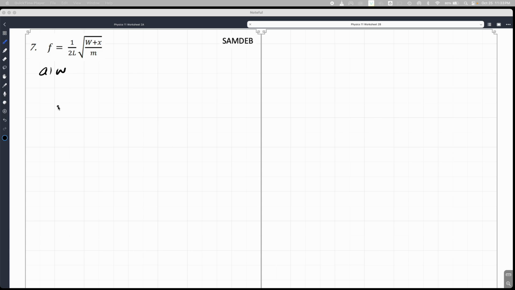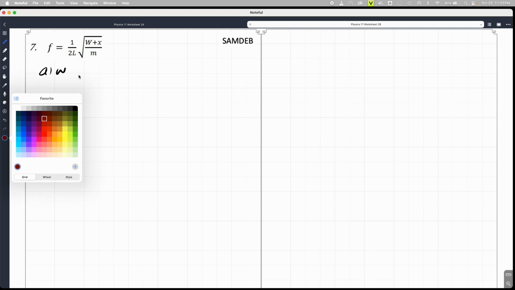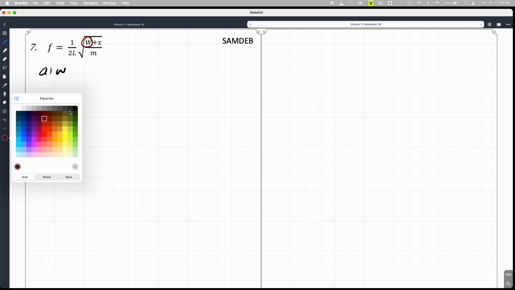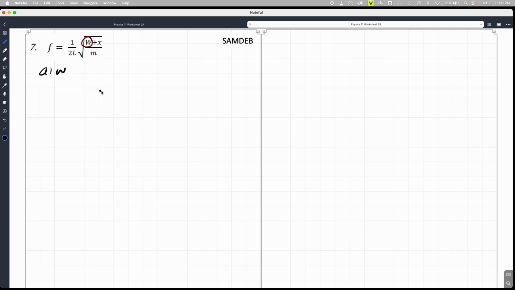Square root of W plus X over M, solving for W. Let's just circle the variable we're isolating. It happens to be W here. And we're going to follow the order of operations backwards.